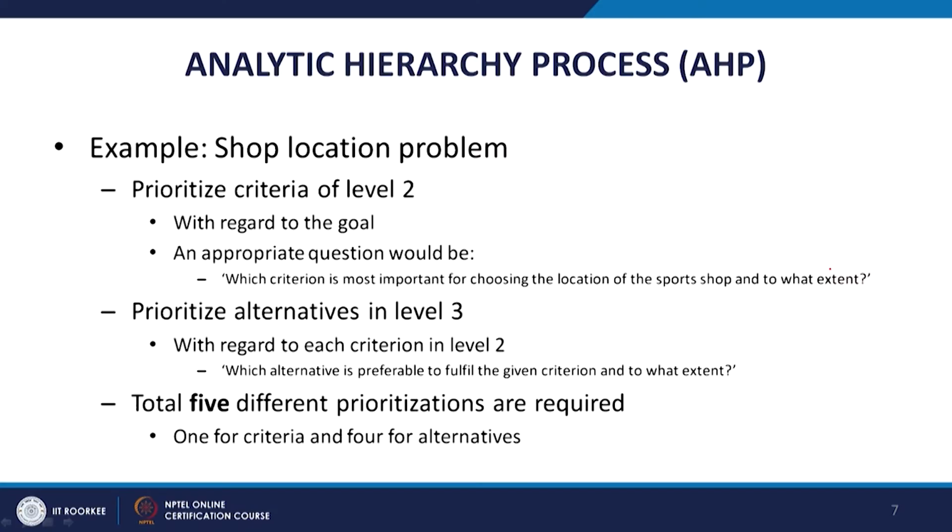Similarly, if we talk about prioritizing alternatives in level 3, this is going to be with regard to each criterion in level 2, as you can see in the slide, and we have talked about this so many times. Now, an appropriate question for this kind of pairwise comparison could be: which alternative is preferable to fulfill the given criterion and to what extent?